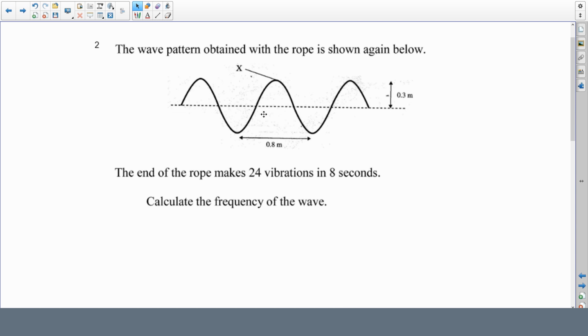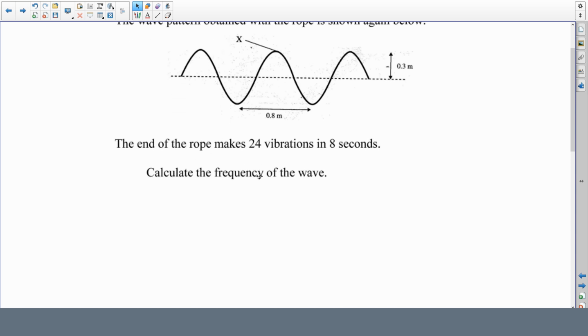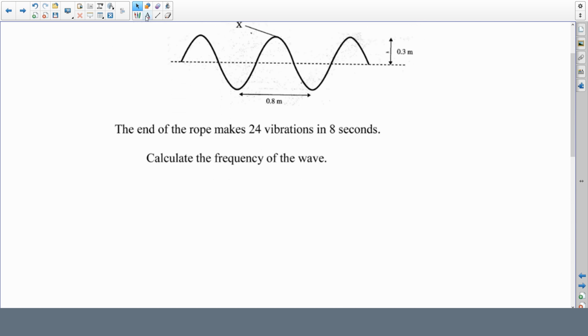The wave pattern obtained with the rope is shown here. The end of the rope makes 24 vibrations in 8 seconds. So we've got the number of vibrations: n is the number of events, so n equals 24. The time is equal to 8.